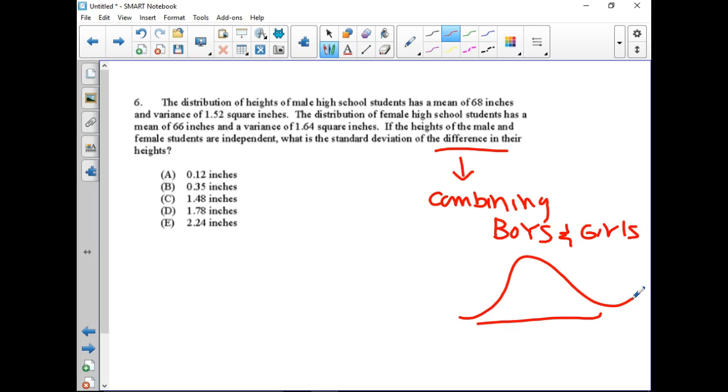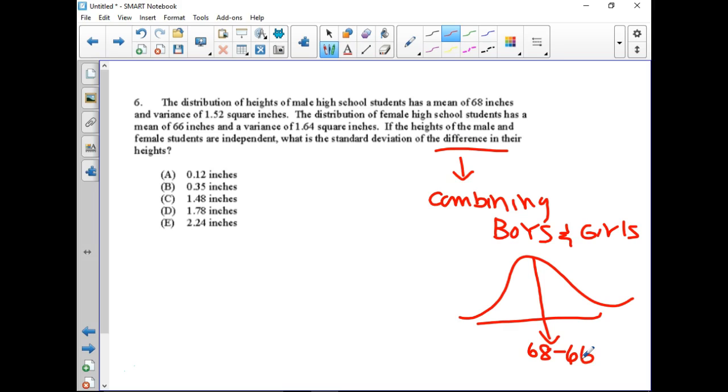Okay? And if they asked about the mean, what would you do with the means? Well, you would just subtract the boy minus the girl, because it says male and female students. What's the difference? I'm going to take the boy minus the girl, so I'm going to take 68 minus 66. This question doesn't ask for the difference there. The question only asks for the standard deviation.